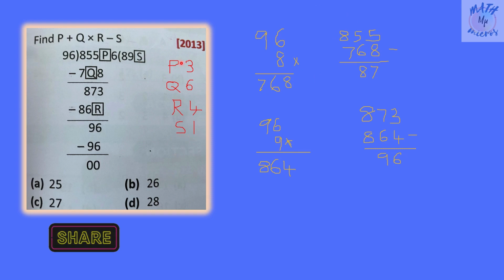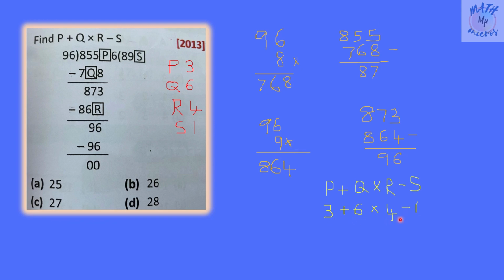Now we have found all the unknown letters. So we are going to find out the expression P plus Q times R minus S. Right now I have written the expression here and substituted the numbers correspondingly, and we have got the expression 3 plus 6 times 4 minus 1.